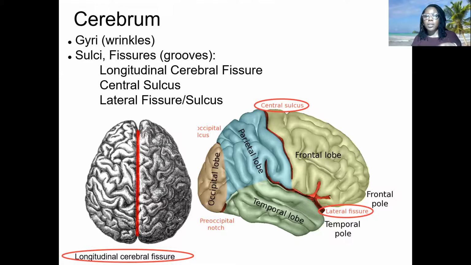the middle parietal lobes. The third groove or fissure is called the lateral fissure or the lateral sulcus, and that is an invagination that separates the temporal lobe from part of the parietal lobe and more so the frontal lobe. So this groove that distinguishes or separates the temporal lobe off to the side and the main frontal lobe and parietal lobe is called the lateral fissure or the lateral sulcus.